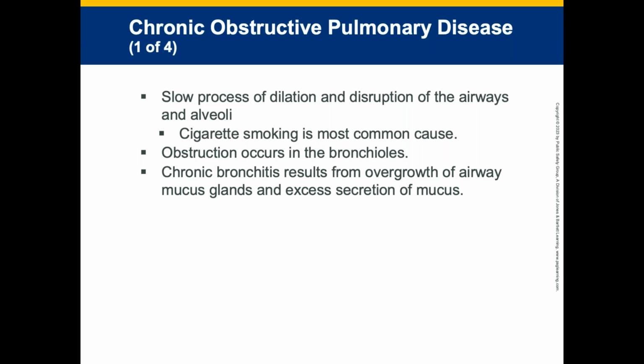Obstruction occurs in the bronchioles, where the cilia are unable to remove excess mucus, creating a buildup within the airway, or I should say the bronchioles, therefore causing that restriction in airflow and then the shortness of breath.